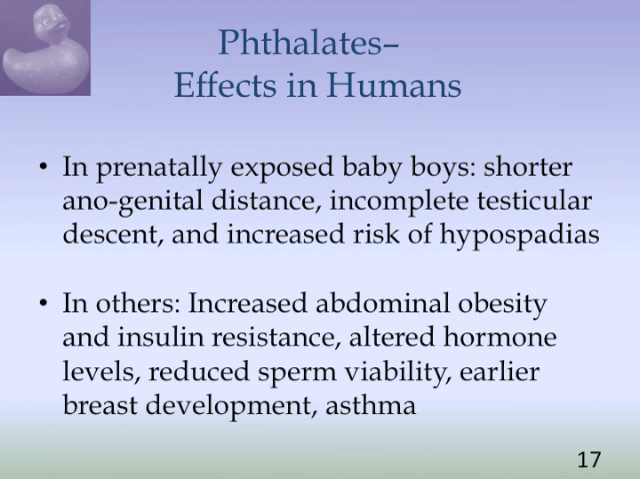Prenatal phthalate exposure has been correlated with effects in baby boys such as incomplete testicular descent, increased risk of hypospadias, which is where the opening to the penis is not in the right place, and shorter anogenital distance, which is a marker for androgenic effects. In adult men, increased abdominal obesity and insulin resistance have been shown. Other findings include preterm birth, altered hormone levels, reduced sperm viability, earlier breast development, and asthma.